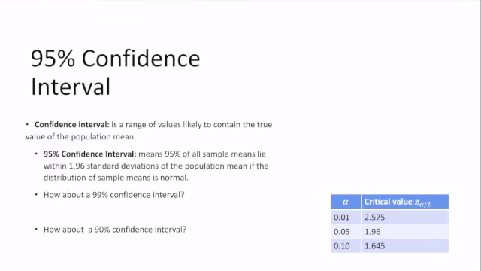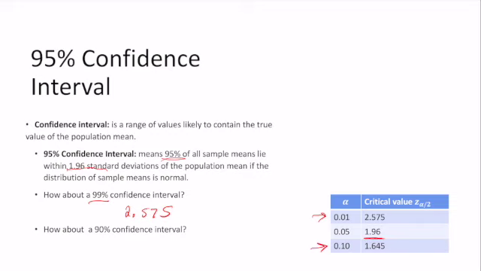So again, if I want to calculate a 95% confidence interval, that means I need to use a critical value of 1.96. So 95% of our sample means lie within 1.96 standard deviations of the population mean. For a 99% confidence interval, I'm going to need to use a critical value of 2.575. So 99% of our sample means lie within 2.575 standard deviations of the population mean.